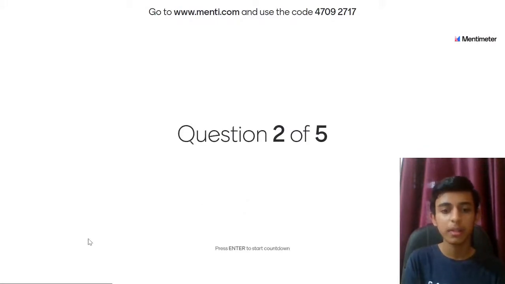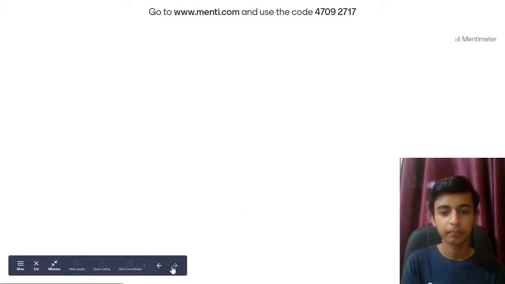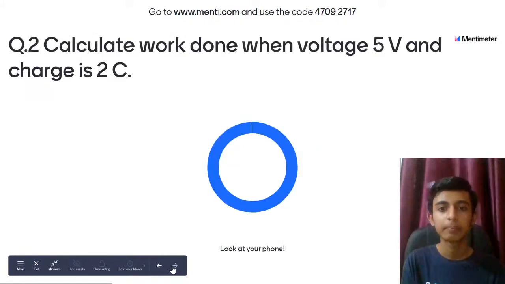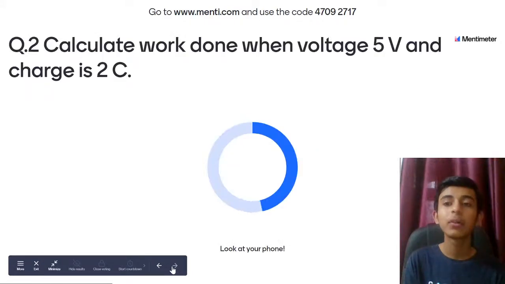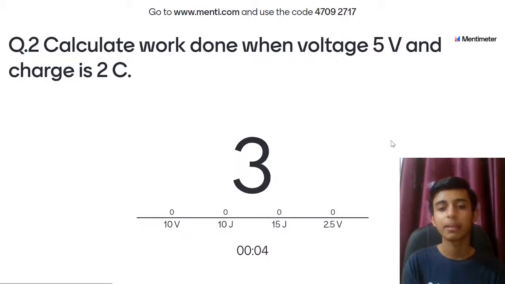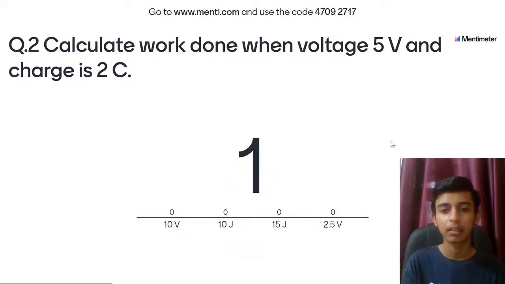Okay, second question on your screen. Calculate work done when voltage is 5 volt and charge is 2 coulomb. 10 volt, 10 joules, 15 joules or 2.5 volt. What is the work done? This is a simple mathematical question. You just have to multiply both of them. What will be the answer?